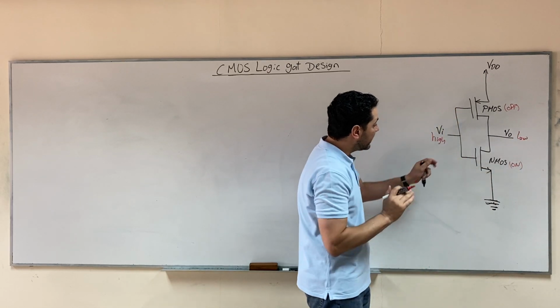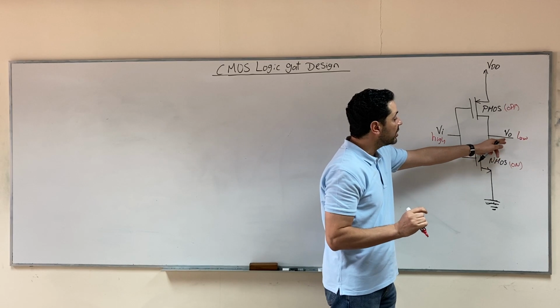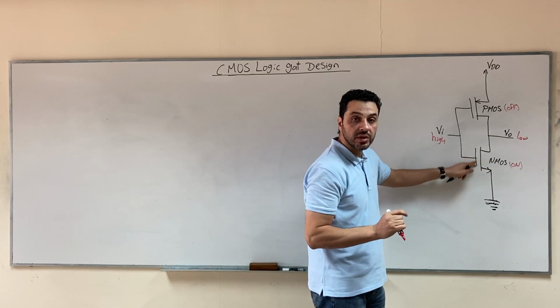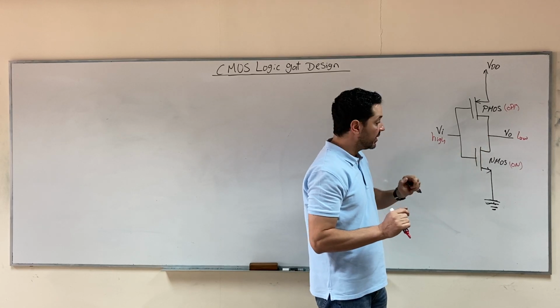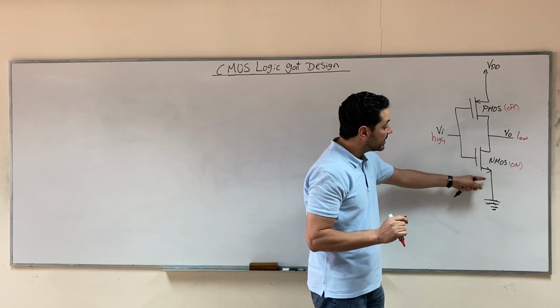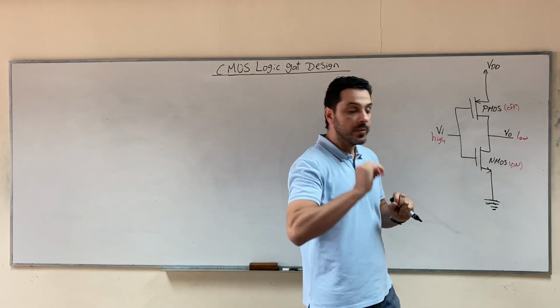So you notice here that when the input is high, the NMOS is on and the output will be low, because it's connected towards the ground. So the NMOS is responsible to connect the output towards the ground. The NMOS is responsible to make the output low.